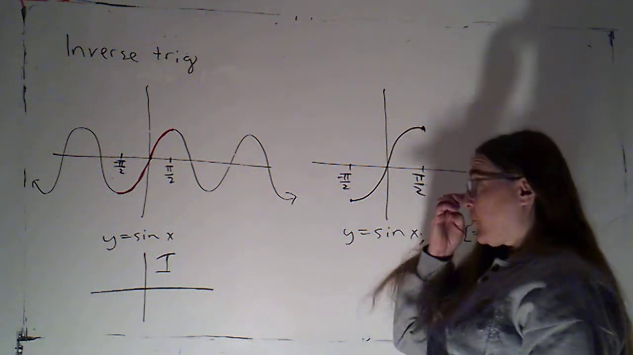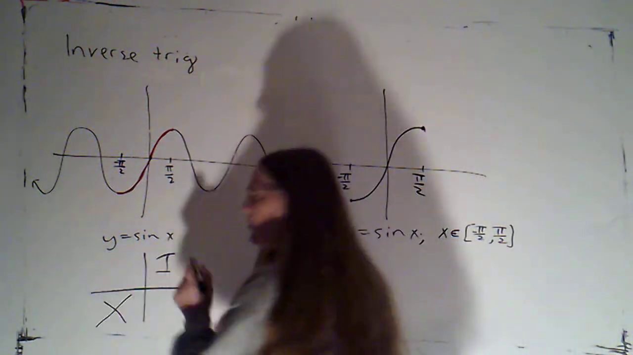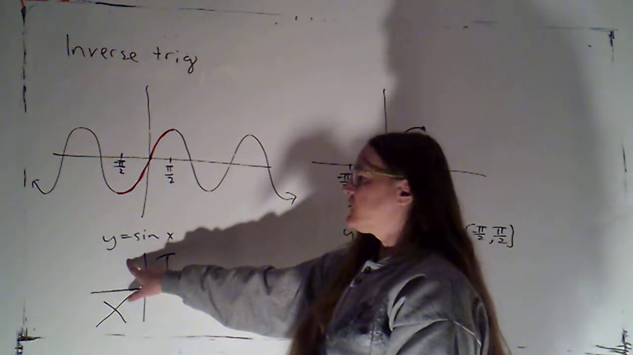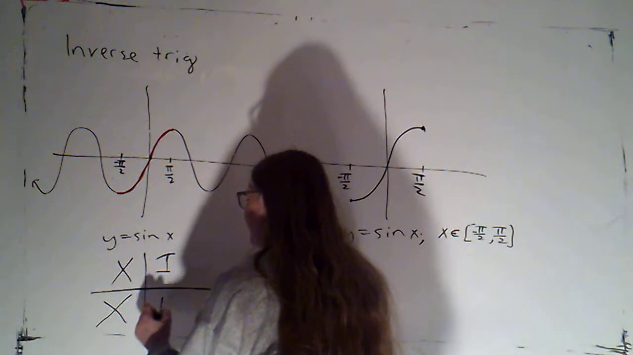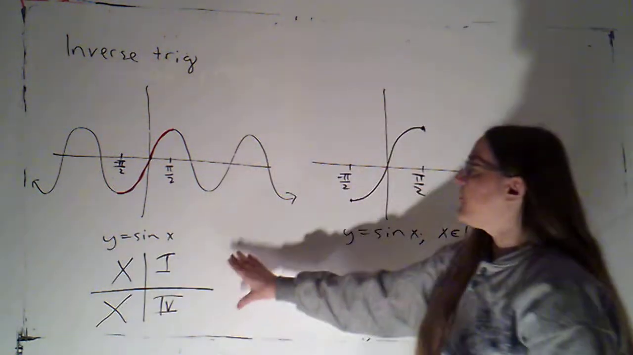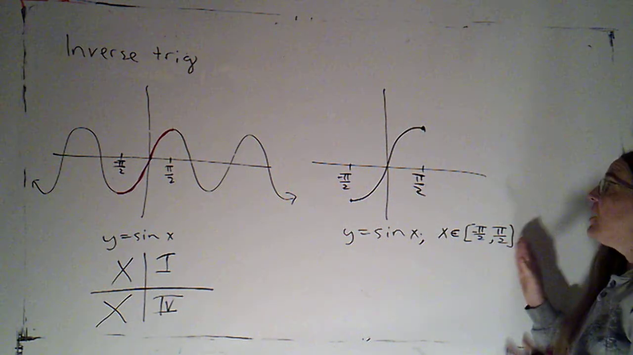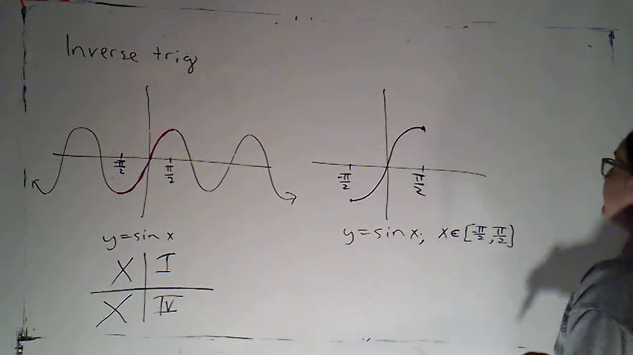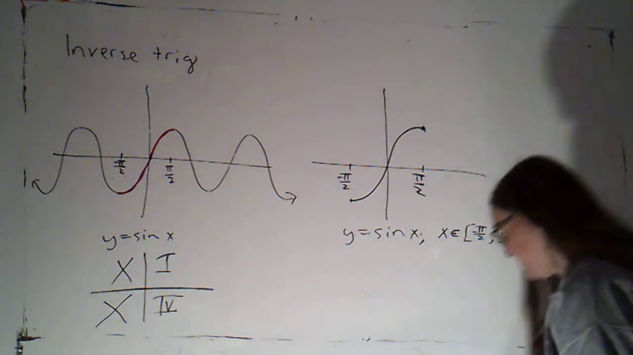Notice, thinking in terms of quadrants, in order to get a connected piece of graph, I want to make sure I'm not choosing quadrant 3, I'm choosing one of my adjacent quadrants. But I couldn't choose quadrant 2 because in quadrant 2 sine is positive. So we restrict the domain to this interval from negative pi over 2 to positive pi over 2, which corresponds to quadrants 1 and 4. And then we can take the inverse of that function.